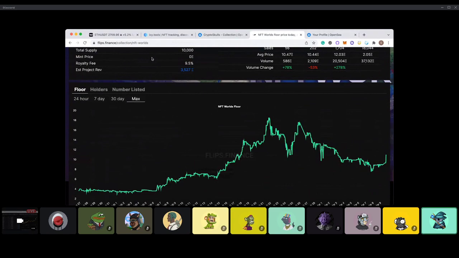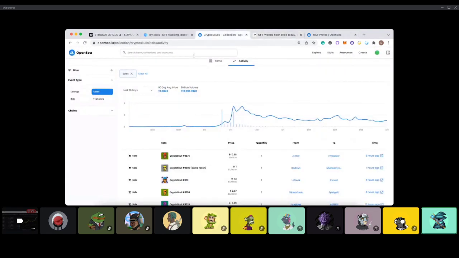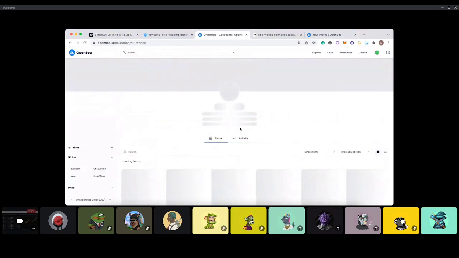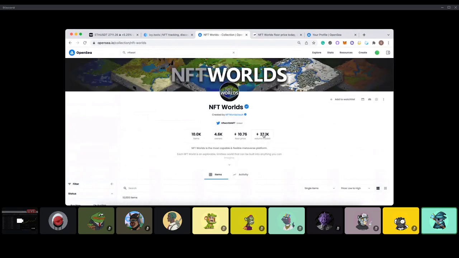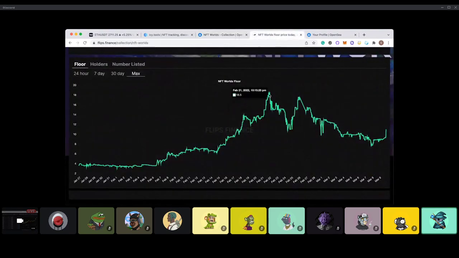For example, NFT Worlds. We see how it performed, like literally the pump was great, and you can see the floor price. At the top, it reached 18.5. While if we look on OpenSea, you won't get this number because OpenSea gives you the average, doesn't give you the floor. On OpenSea, it shows that we reached 18.55. Okay, the same.